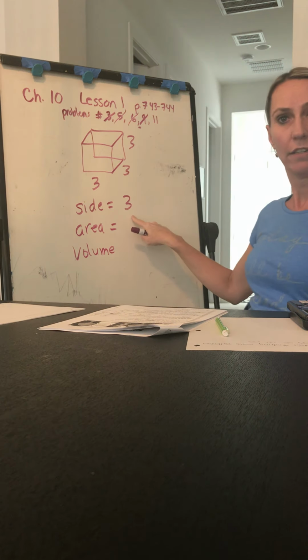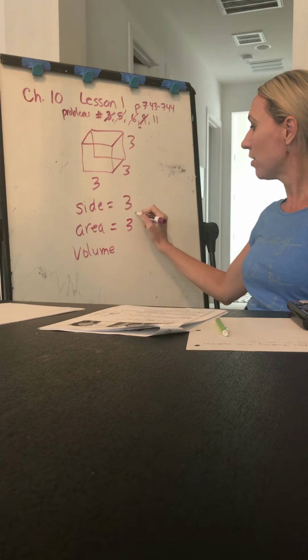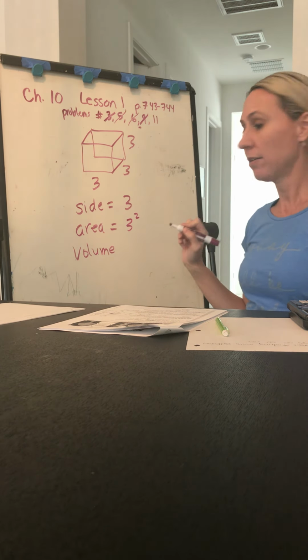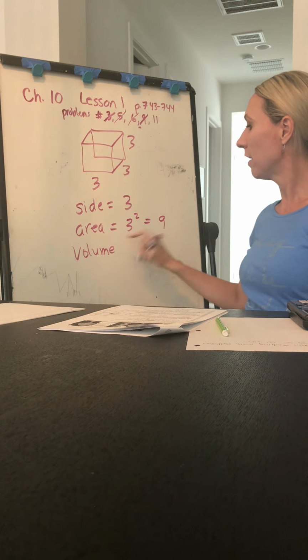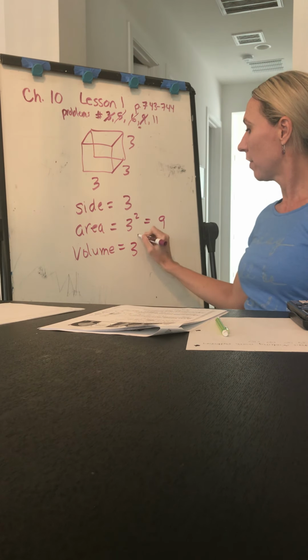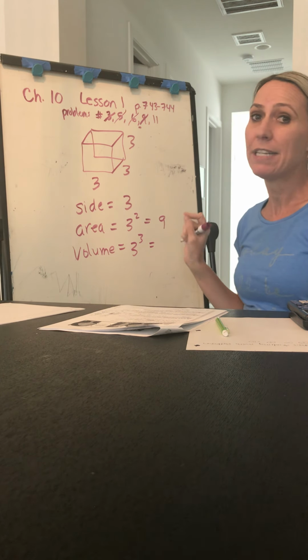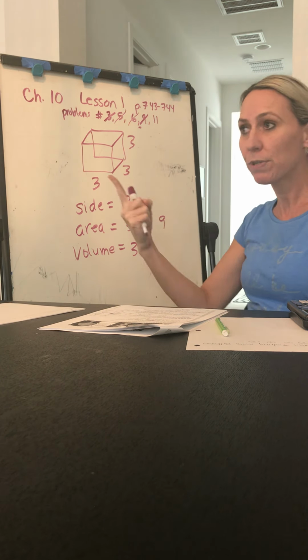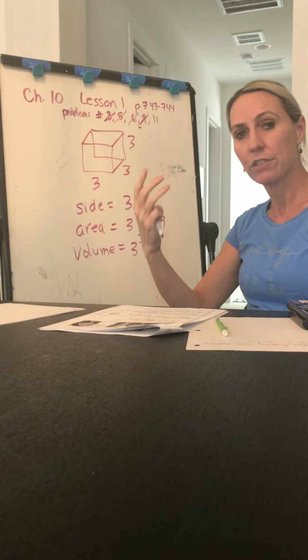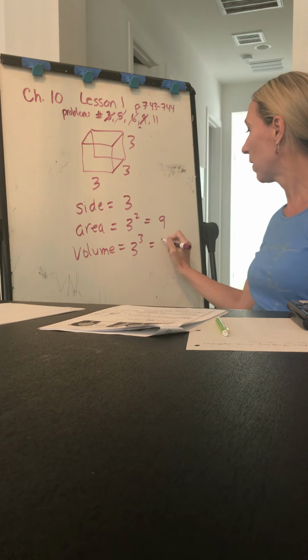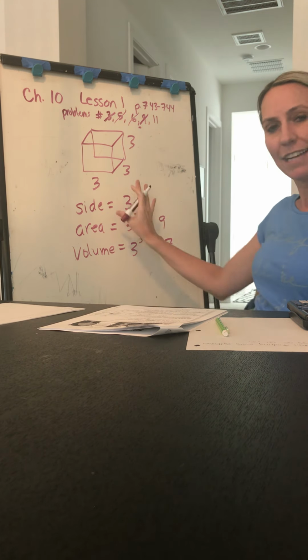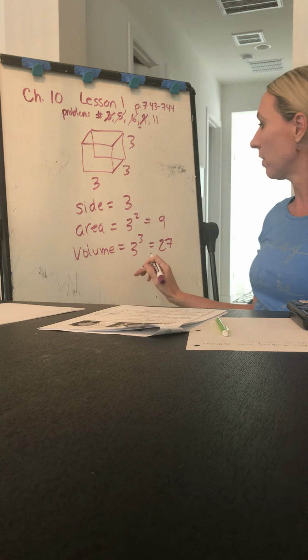For area, you take whatever that is and you square it. So that actually becomes 9. For volume, you cube it. Remember it's not 3 times 3, it's cubed, which is 3 times itself times itself. So 3 times 3 is 9, times 3 is 27. This kind of gives you a gist of how to do number 11.